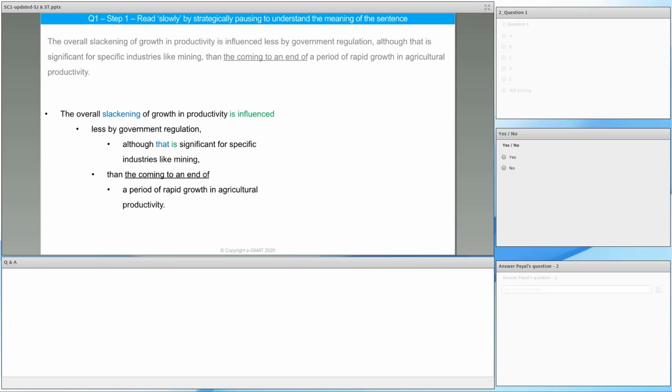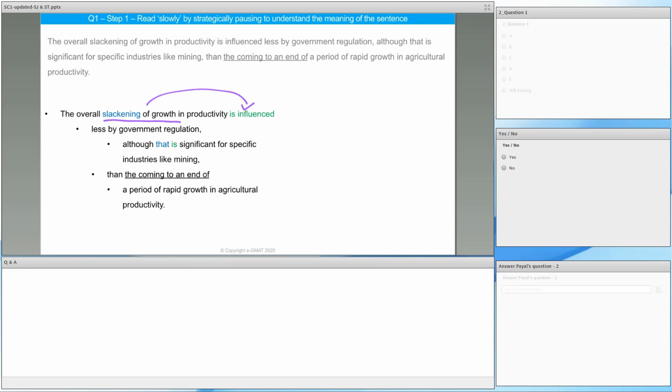So the first step that you need to use is working through the question and really pausing at chunks of the question to understand what is being communicated. I call it active reading. Taking little notes, marking the sentences up as you're practicing to train your mind to do this. So as we look at this sentence, we see the overall slackening of growth and productivity is influenced. So right away, I know I have the slackening of growth, and this growth is influenced. And then I stop and I say, okay, I have the slackening of growth influenced. What is it influenced by? So then I keep reading.